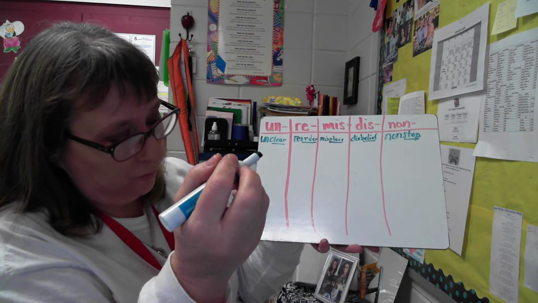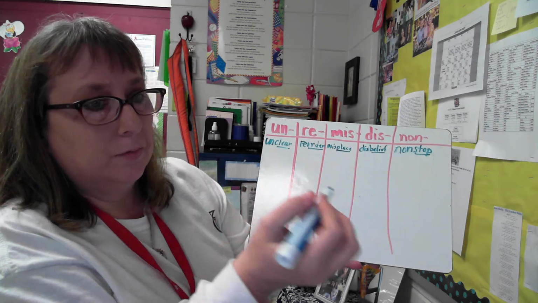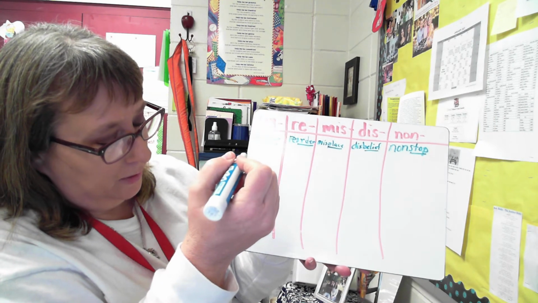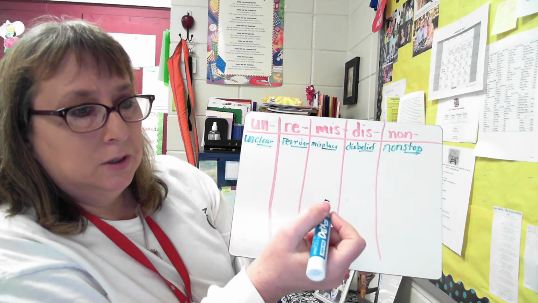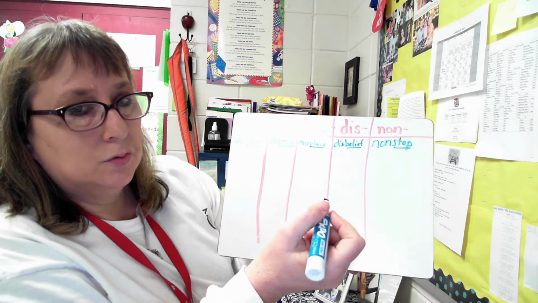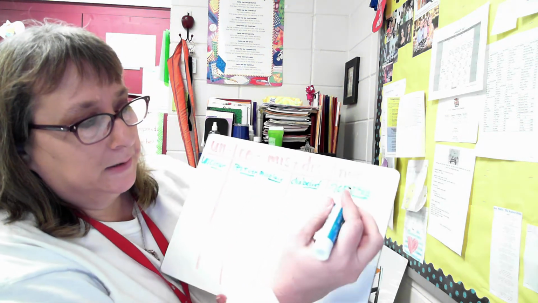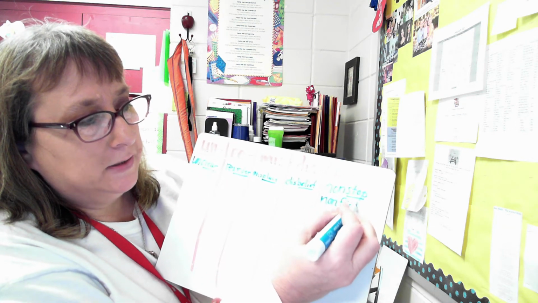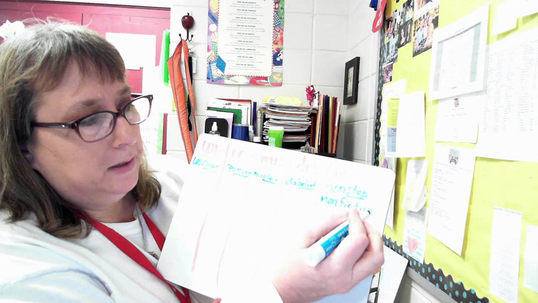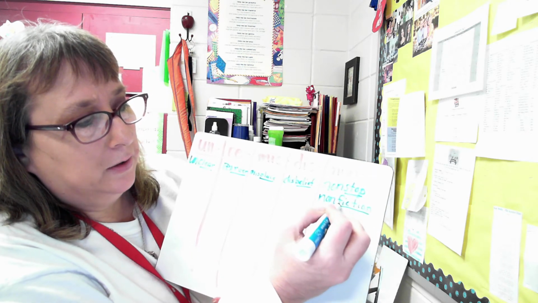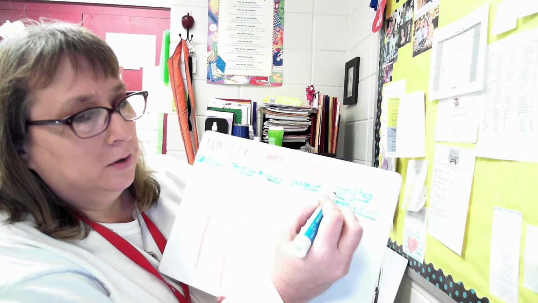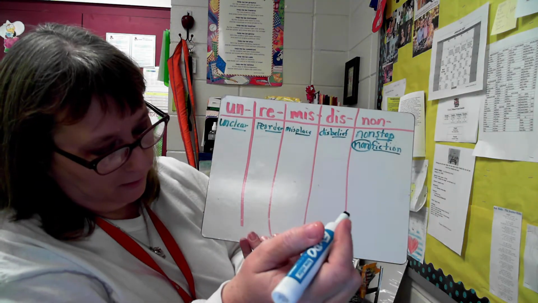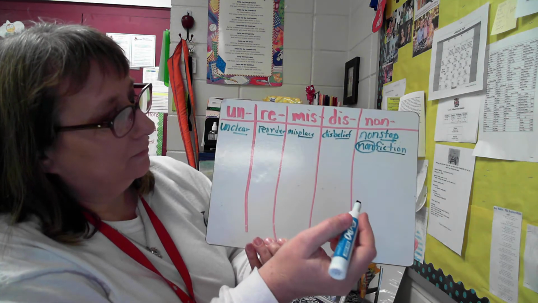Okay, on the next group, we're going to do something a little different. We're going to circle our prefix. All right, so the next group, nonfiction. Say the word, nonfiction. So what do you hear as the prefix? Non. So I'm going to put nonfiction. And just as we did on our practice sheet on Monday or Wednesday, we underline our base word and we circle our prefix, okay?